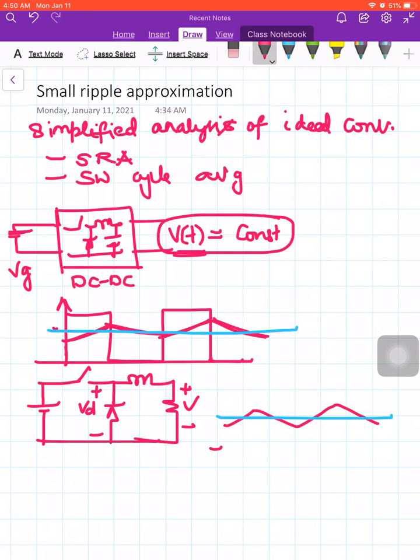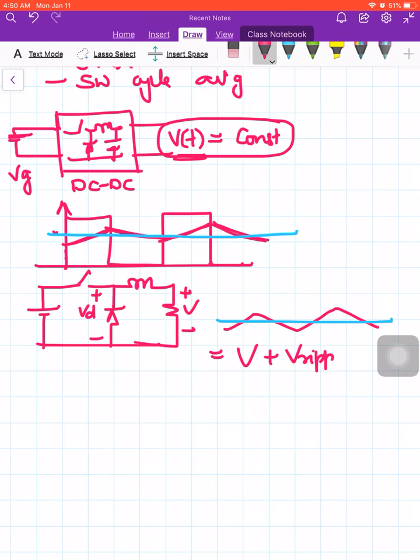If I represent it, this is a DC voltage V plus some small ripple. This exact equation, this exact waveform in red color, we obtained it from solving a differential equation, right? What if we ignore this part and say output voltage V of t is approximately equal to V?